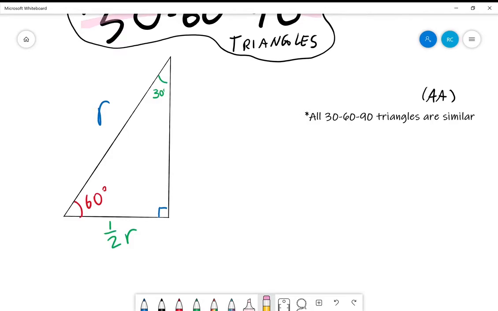So now we know that no matter what the hypotenuse is, the short leg is half of it. If I know that the short leg is 10, then I know that the hypotenuse is 20. If I know that the long leg is 70, then I know that the short leg is 35, right? Half of it.